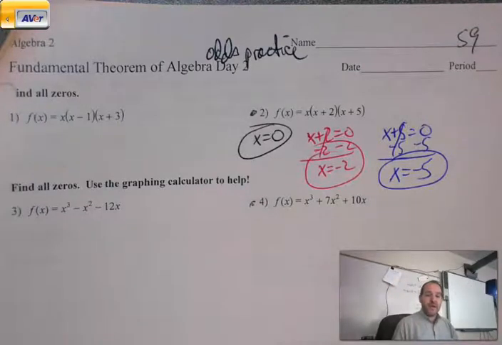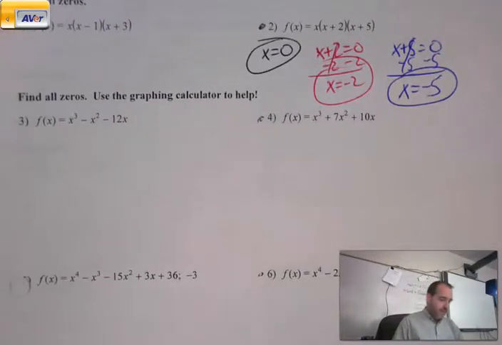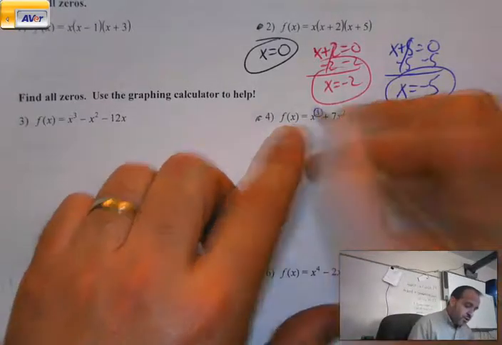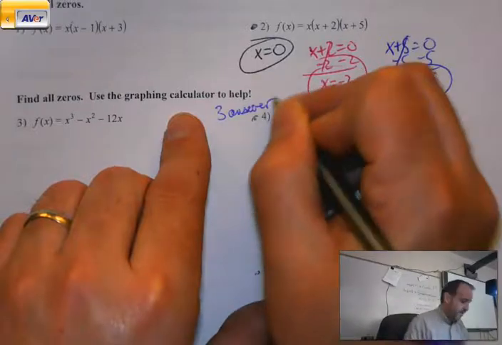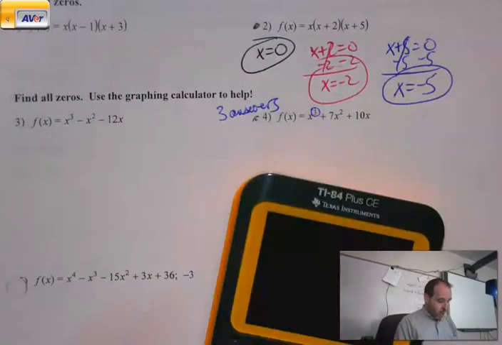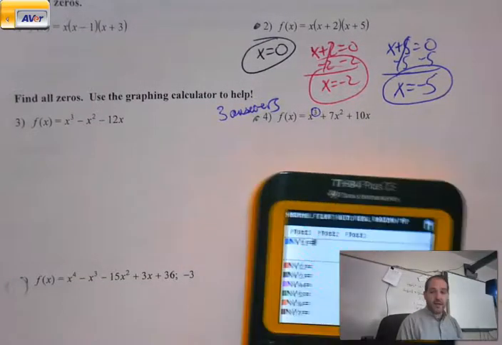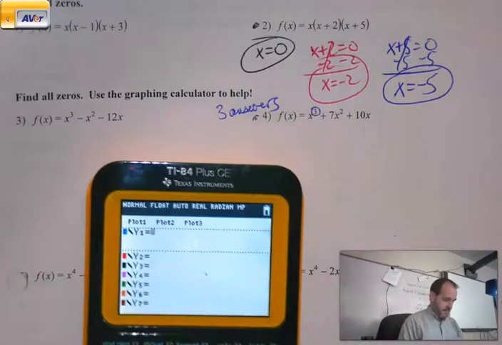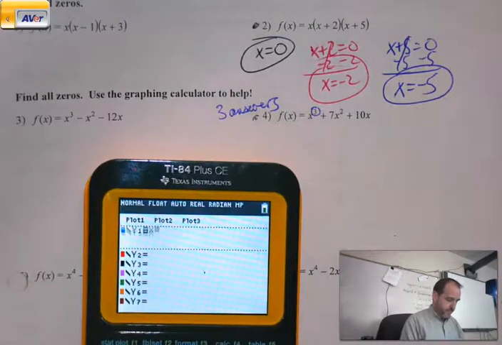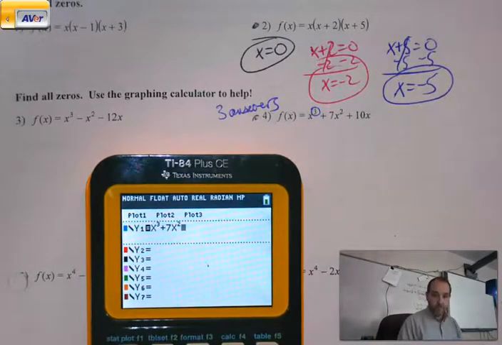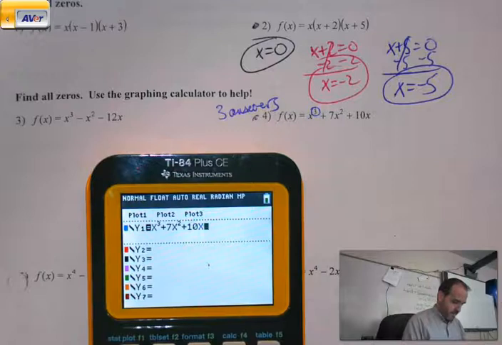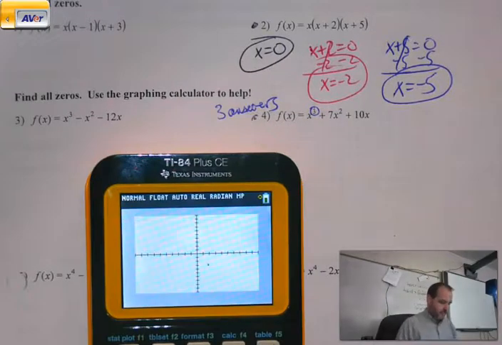Now, as we get down here a little further, I'm going to start referencing what we were doing yesterday. So find all the zeros, use the graphing calc to help. Remember, your degree tells you how many answers there's going to be. Okay, there's going to be 3 answers here. And we're always going to start with the calculator as our first line of helping us out. So we're going to type this in. Okay, let's take a peek here.